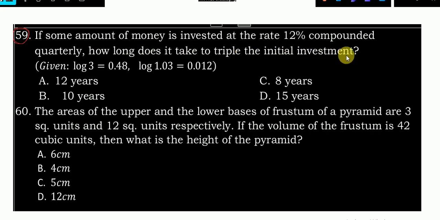How long does it take to triple the investment, the initial investment? Initial investment means the principal. Triple it means 3 times it. Amount is 3 times principal.